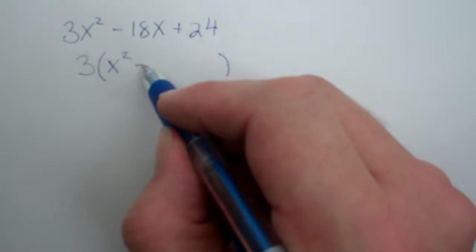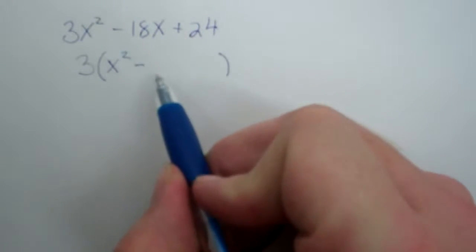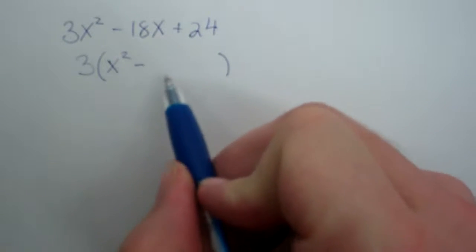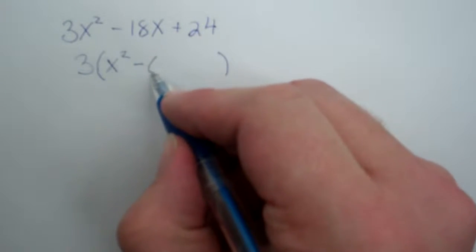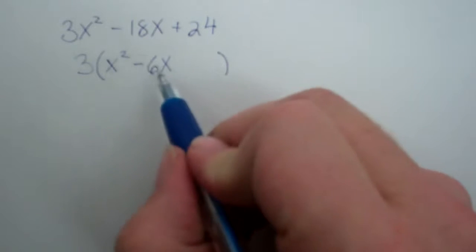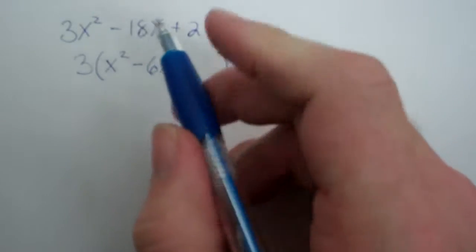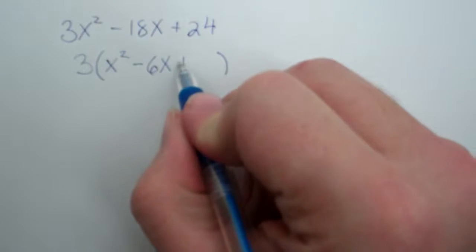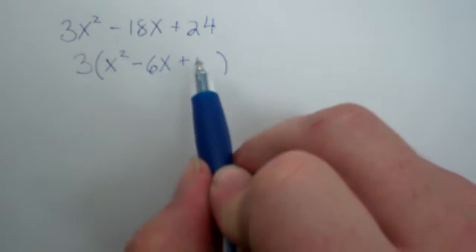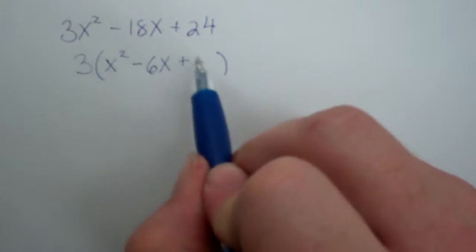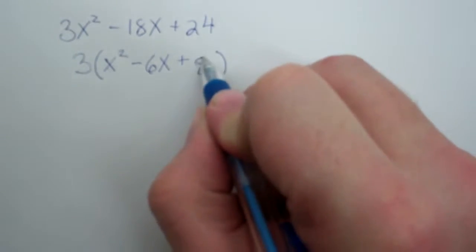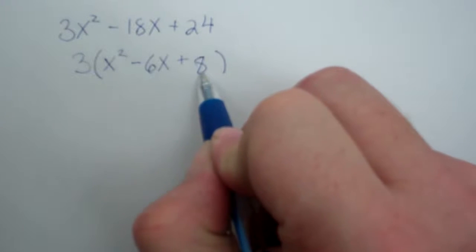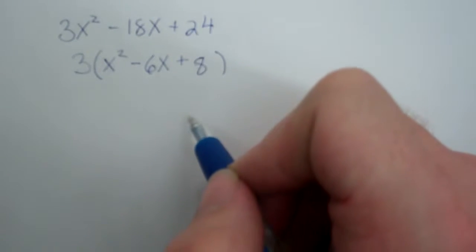We bring down the minus. What has to go here so that 3 times this will give us 18x? Well, that would be a 6x, because 3 times 6x is 18x. We bring down the plus sign. What has to go here so that 3 times this gives us a 24? That must be an 8, because 3 times 8 is 24.